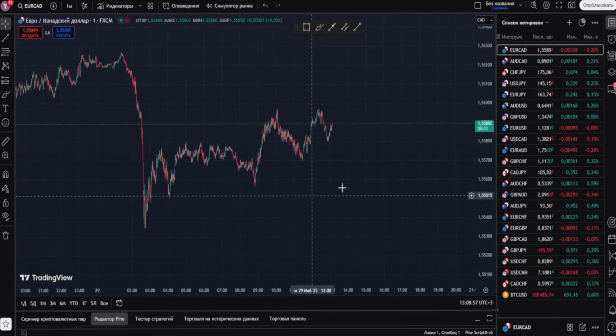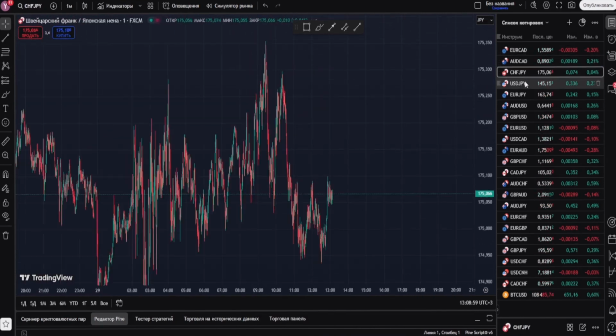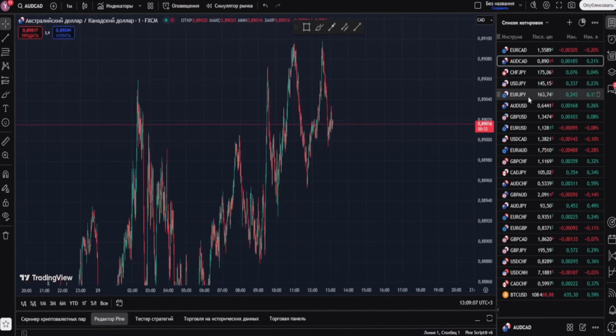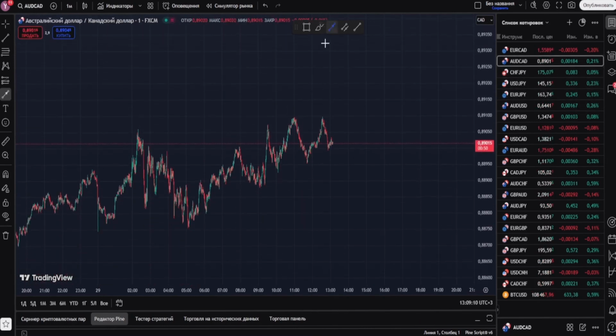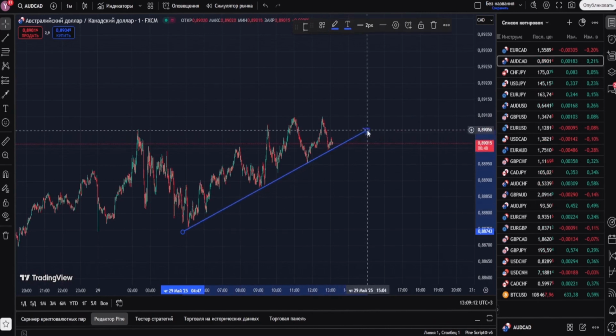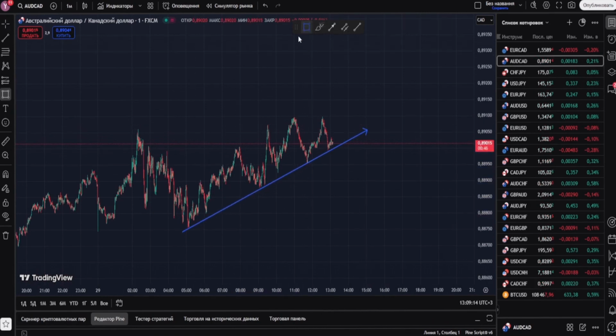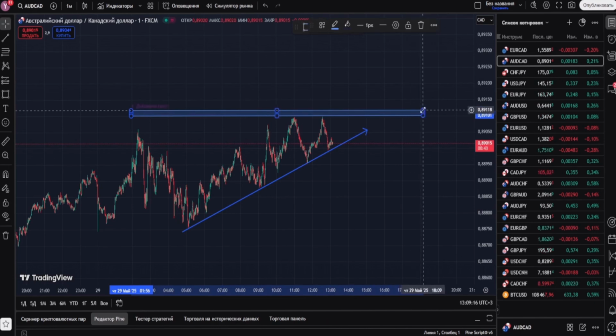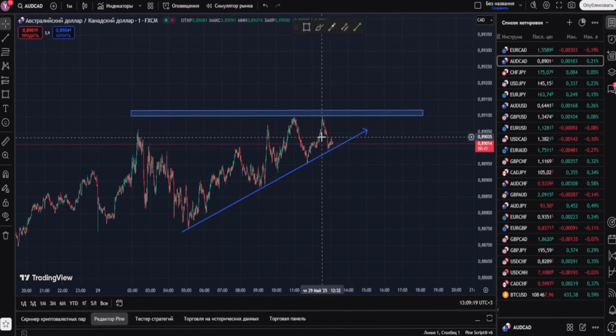Here, look, the local trend is upward. Let's go through all the currency pairs and see what we've got here. Here, for example, is a pretty good situation. Look, the local trend is upward. That is, the low points are rising over time. As for the high points, it's hard to say whether they're rising or not. But in any case, we should be moving toward this resistance zone.